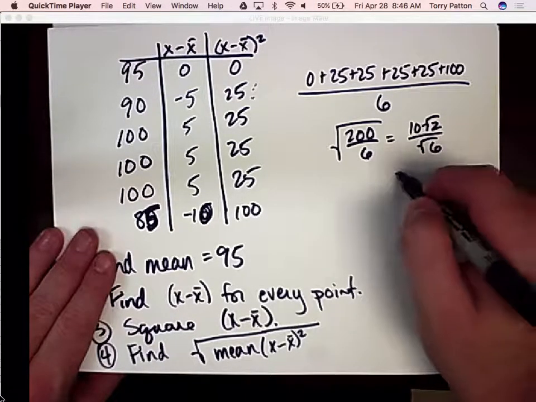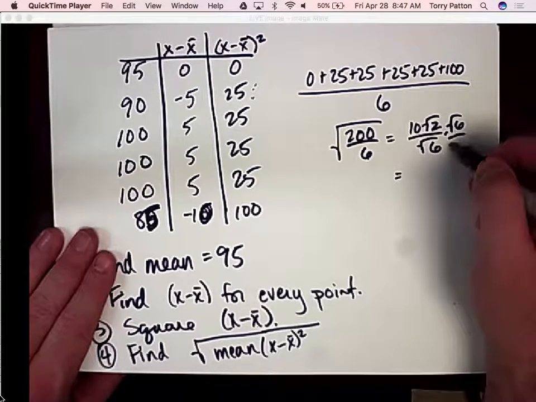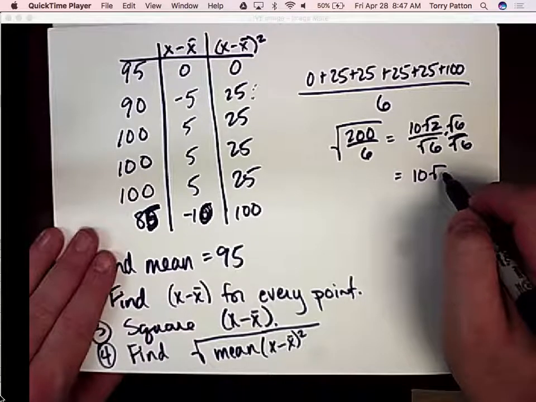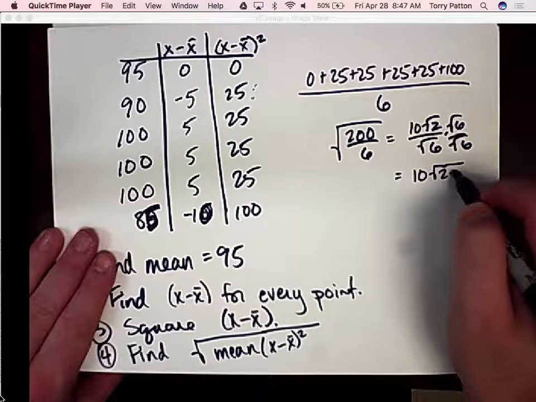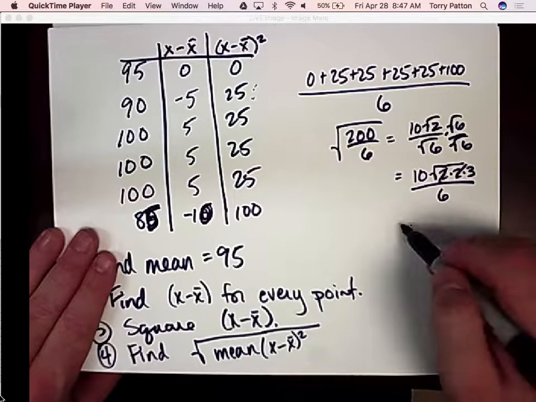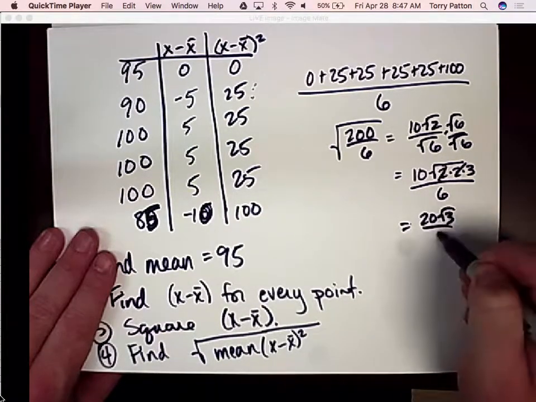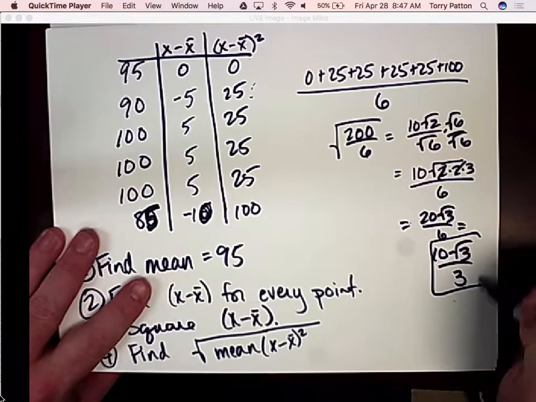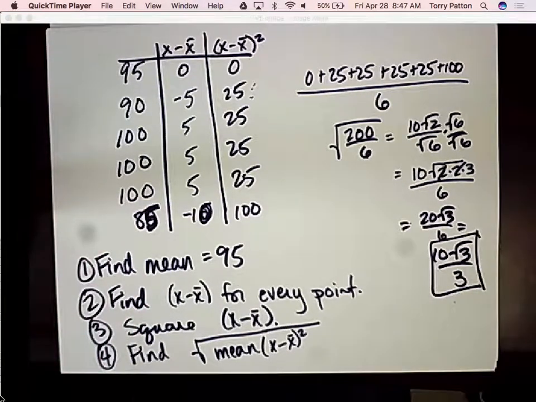If you multiply top and bottom by the square root of 6, you get 10 square root of 2 times 2 times 3 over 6. 2 comes out, so that's 20 square root 3 over 6, which is 10 square root 3 over 3. That's your standard deviation. Or you could have given a decimal approximation. They usually just do decimals. Okay?